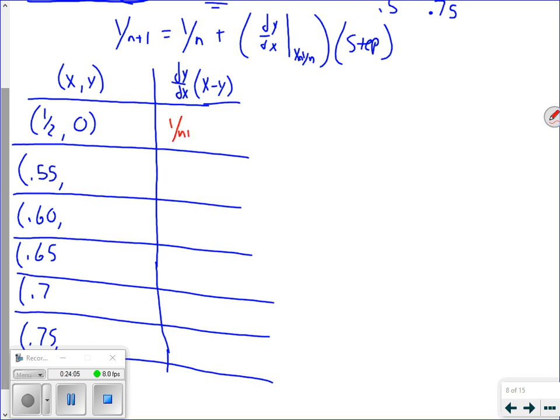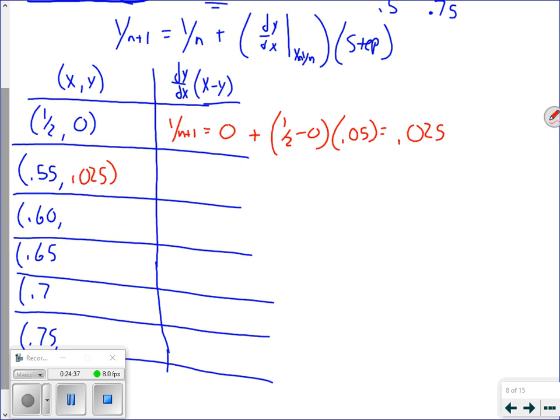If I want to know my next point, this is equal to my old point, which is 0, my old y value, plus my slope at my current point, which is x minus y, or 1/2 minus 0, times my step size, or 0.05. And whenever I do that, I get 0.025. So I'm going to put 0.025 as my next approximated y value.